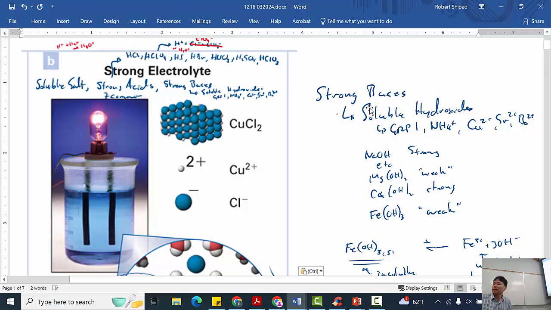You should memorize the strong acids. The 7 common strong acids is something we should memorize. The strong bases are just the soluble hydroxides. Yeah. And there are more.